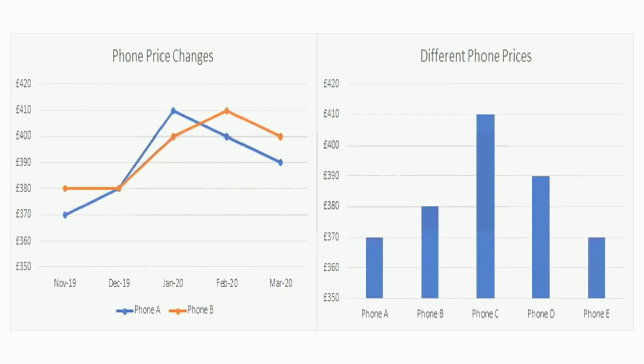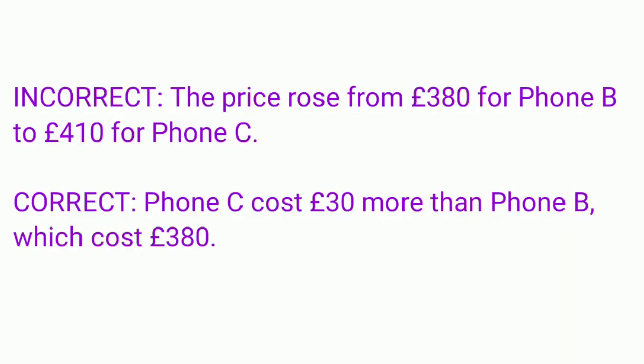So here we cannot use the word increase or the word decrease. So in this bar chart the language that you should use is: phone C cost £30 more than phone B, which cost £380. So this is the correct sentence for the bar chart.